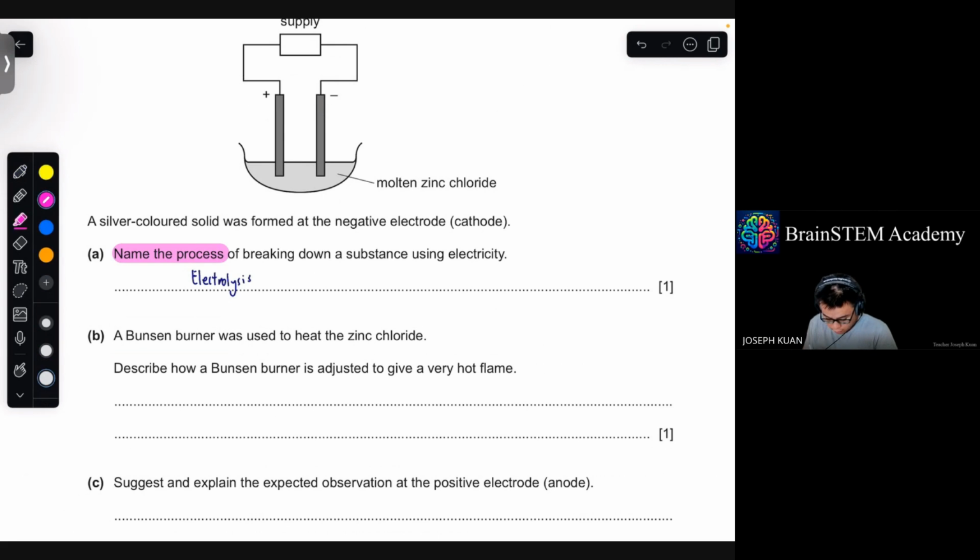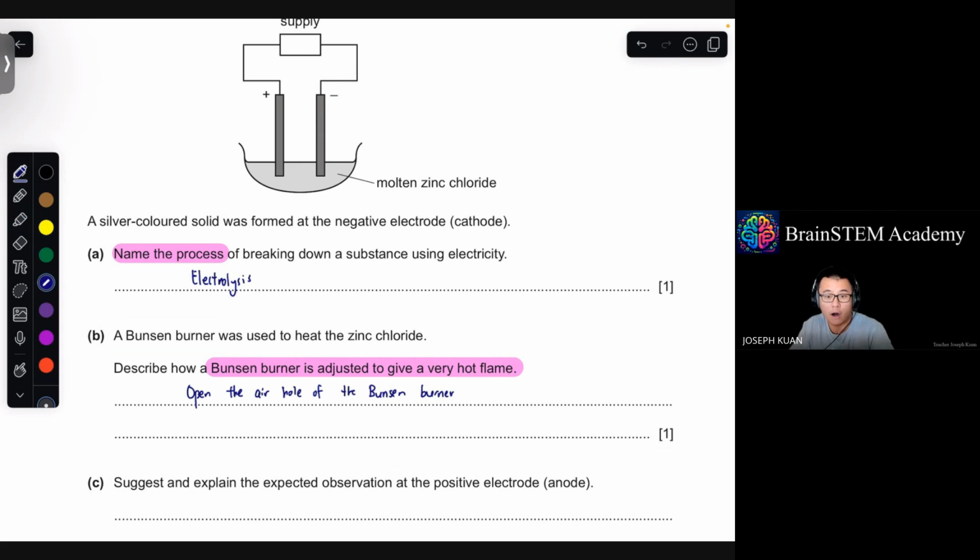So in order to operate a Bunsen burner in the correct manner, you open the air hole of the Bunsen burner when you're operating it. All right, because you have to open the air hole so that oxygen can get into the Bunsen burner and essentially supports the combustion process. Now, C.